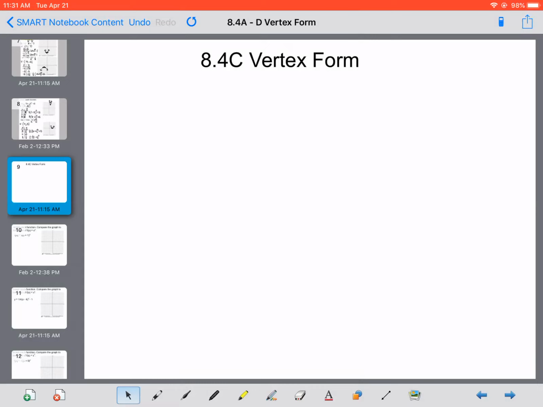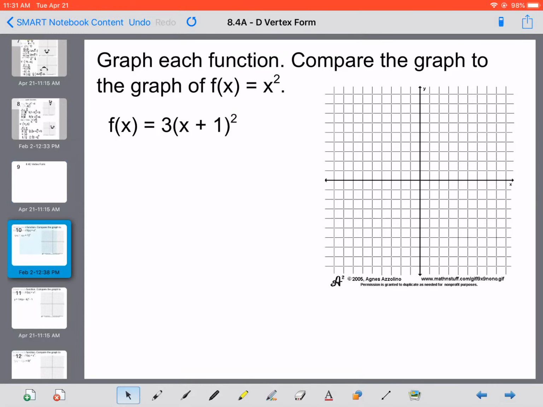So we are going to continue our vertex form today and graphing it, but now we also want to talk about comparing it to our parent function of y equals x squared. So let's look at our first graph here. It says graph the function and then compare it to the graph of f of x equals x squared.